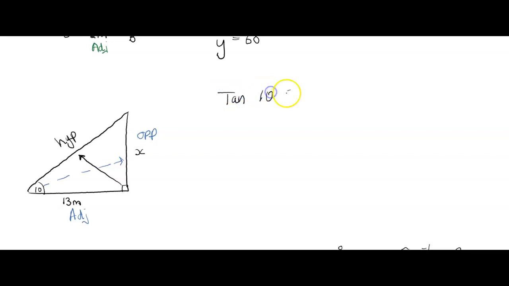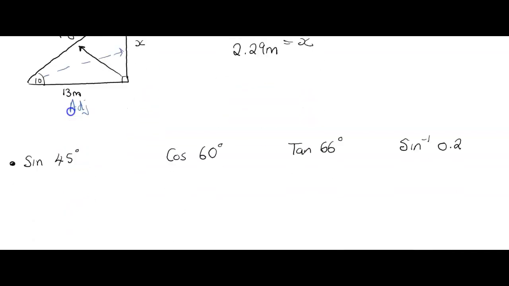Tan 10 degrees is equal to opposite, so that's x, over 13, or adjacent. So if I multiply across by 13 to get rid of my fraction, 13 times tan 10 is equal to x, and I stick that into my calculator. So 13 tan 10 equals, I'm getting 2.29 meters is equal to x. Is that okay? So if you want, pause it now and go back, okay?